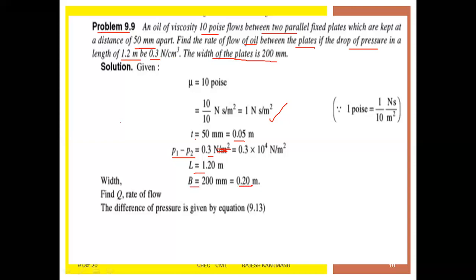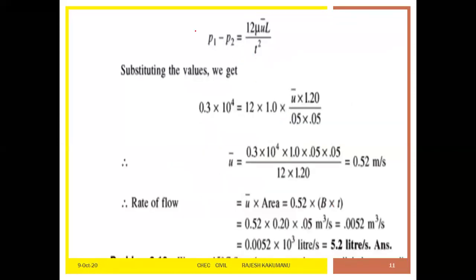Now, what is the thing you have to find? Find the rate of flow of the oil, Q. So, applying the Q formula, with P1 minus P2. My P1 minus P2 is equal to 12. So, see here.